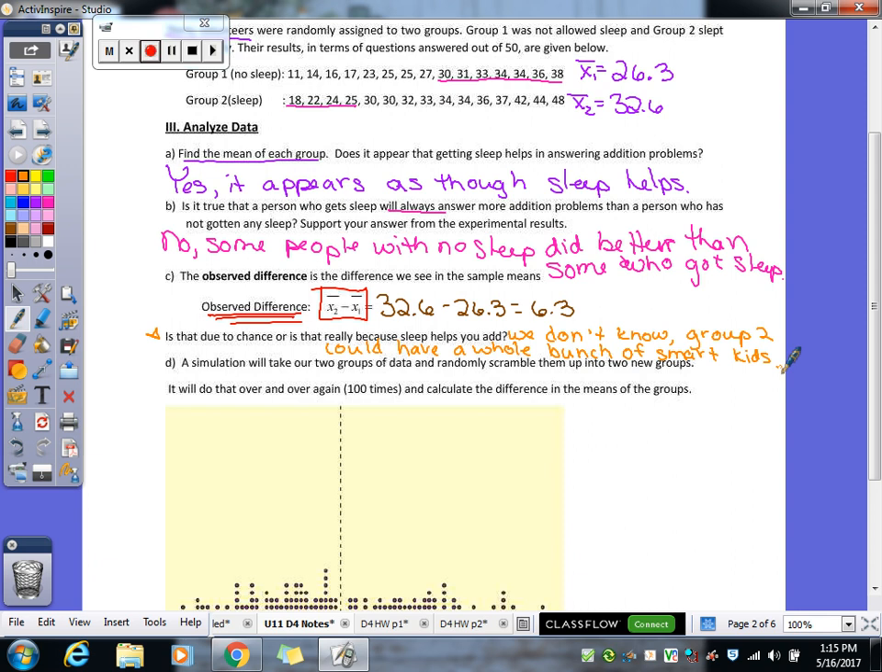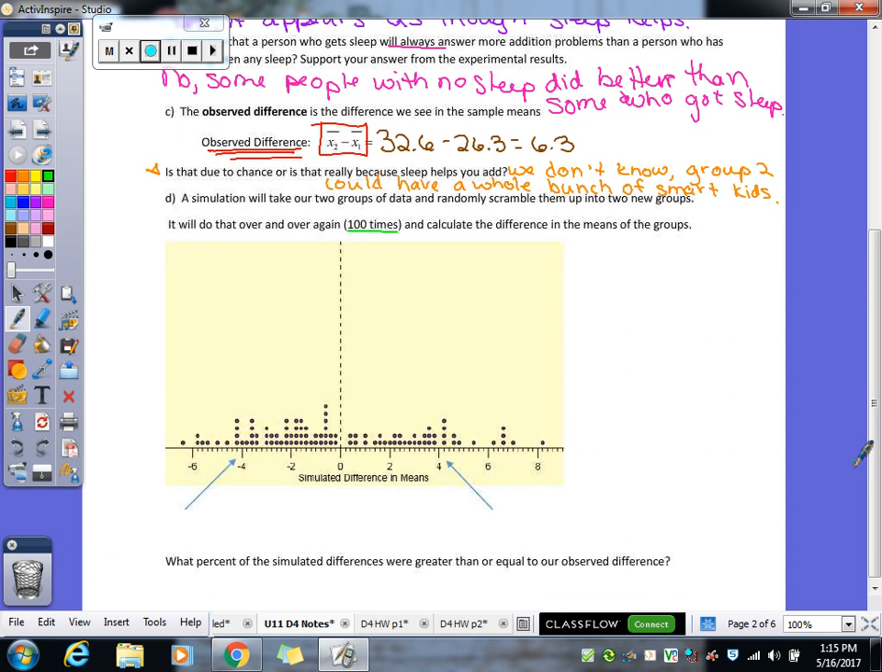So a simulation will take our 2 groups of data and randomly scramble them up into 2 new groups. And it will do this over and over again for 100 times and calculate the difference of the means like we did up above. So they calculate the observed difference over and over and over again. So all these dots represent all the different observed differences that they calculated when they just re-scrambled the groups up 100 times and found the difference of their means.